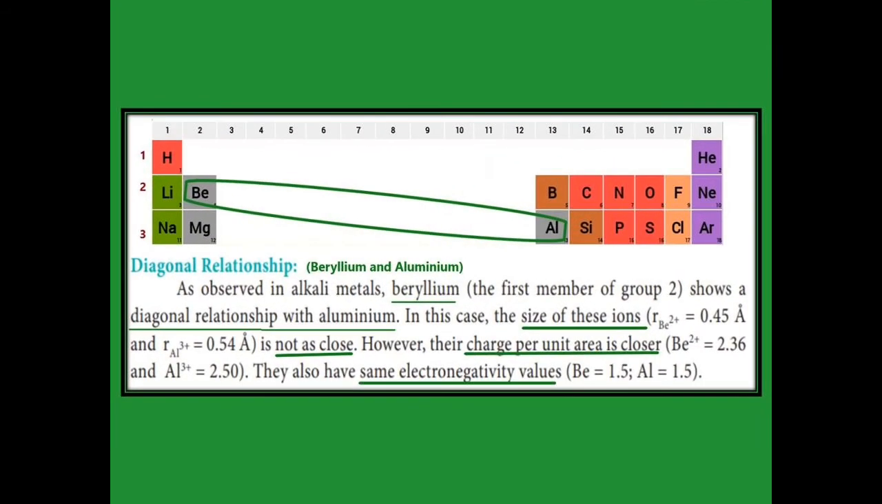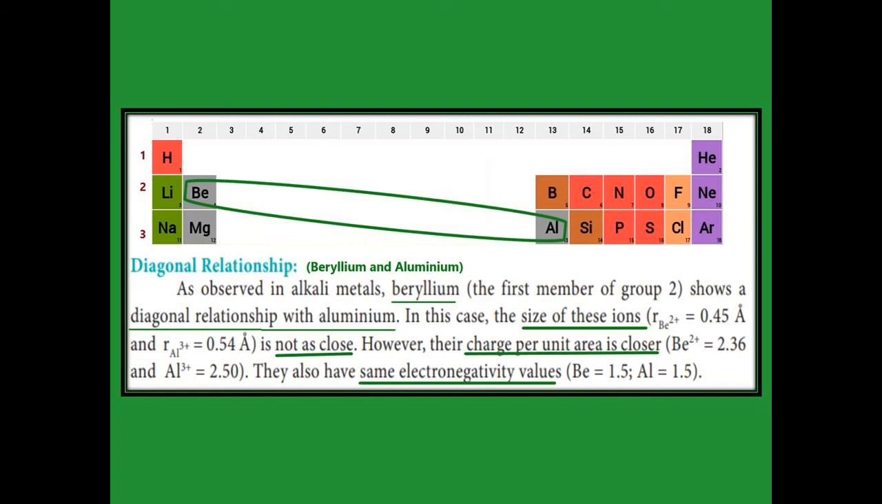Diagonal relationship between beryllium and aluminum. See that beryllium is present in the second group, but aluminum is present in the 13th group. The diagonal relationship means that even though they are present in different groups, they have similar properties. Why they have similar properties: the size of the ion is somewhat not close, but the charge per unit area is closer.